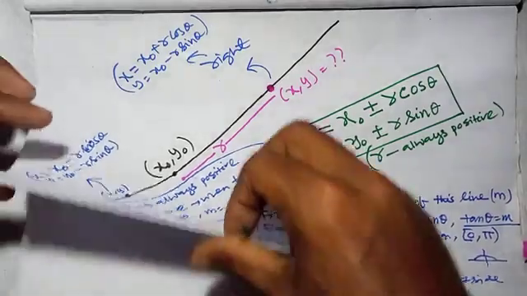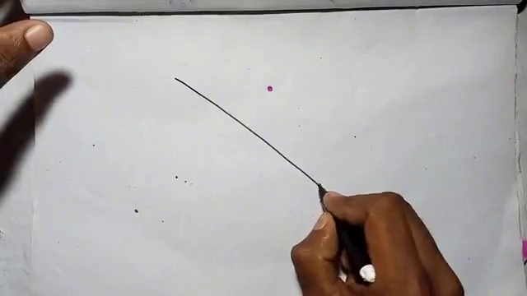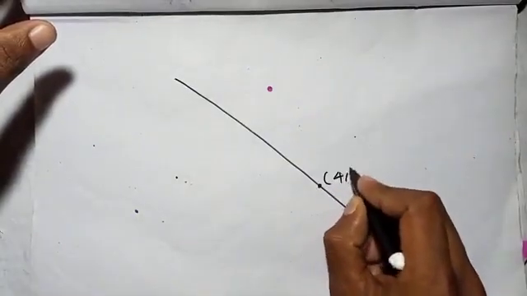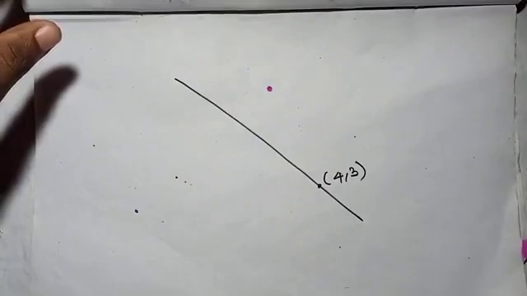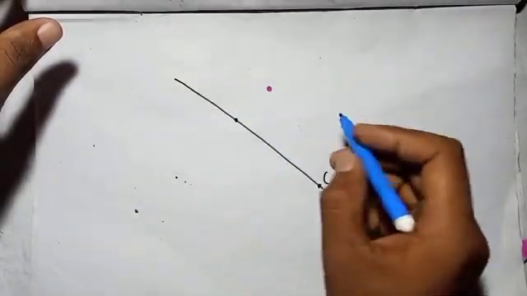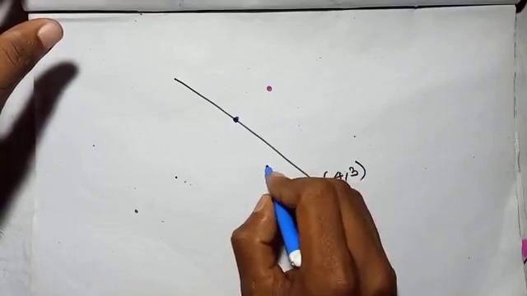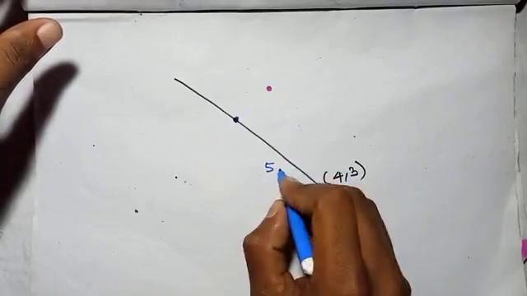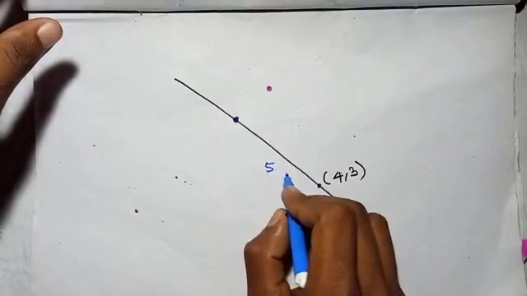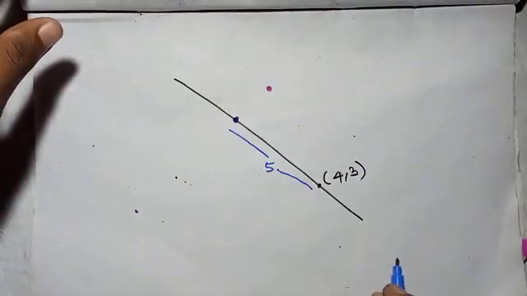So let's see an example. Let's say I have a straight line like this, and I have a fixed point whose coordinate is given by 4 comma 3. And let's say I want to find out the coordinate of a point which is at a distance of 5 from this particular point. I want to find out the coordinate of this particular point.